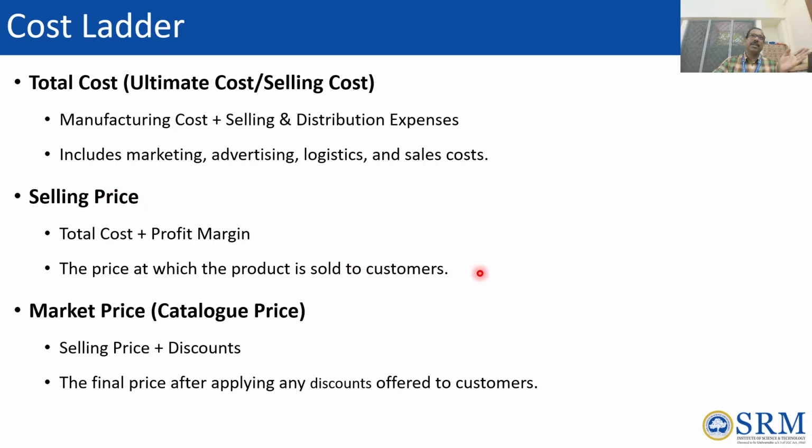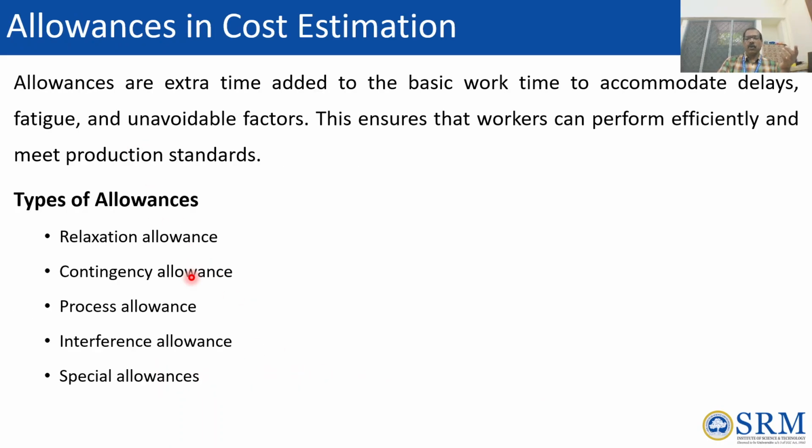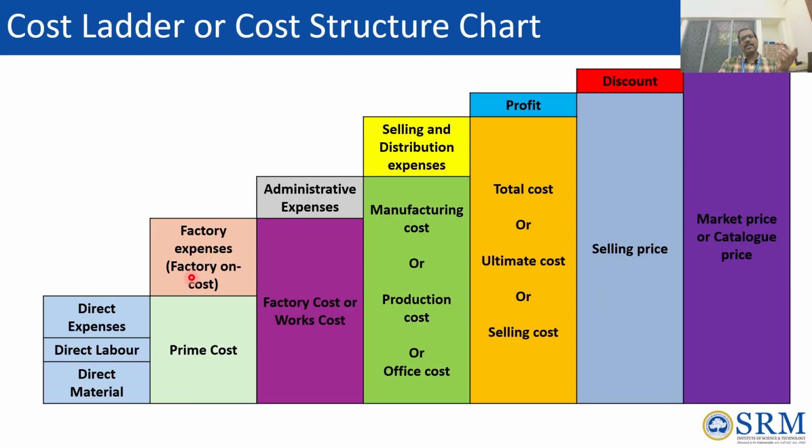Then what is the market price? In the market price only we consider the discount: the final price after applying any discounts offered to the customer. It's not necessary; if we are not having any discount, we can go directly with the selling price. If we decided our company nature needs some kind of seasonal discount, then we need to set the market price also. So this is your cost ladder or structure. I hope you understood about cost ladder and cost structure.